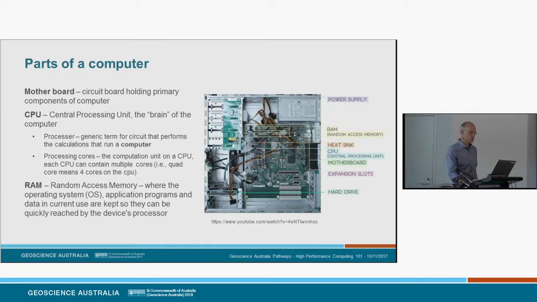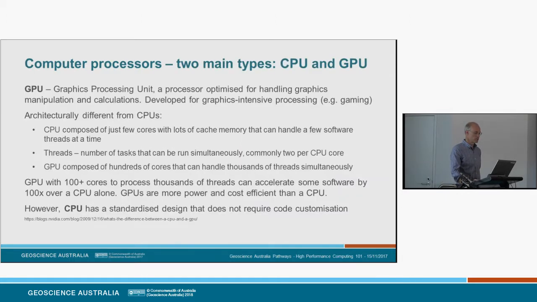So the RAM's really important for when you start processing. Now, we've got two main types of processors. We have the CPUs that I already talked about, and we have something else called GPUs. GPUs, that's graphics processing unit. This is something that has come about more recently, and it's optimized for handling graphics manipulation and calculations.